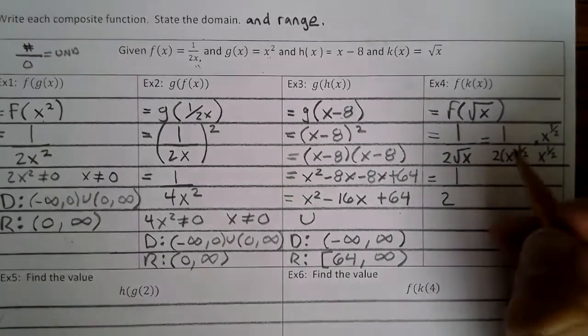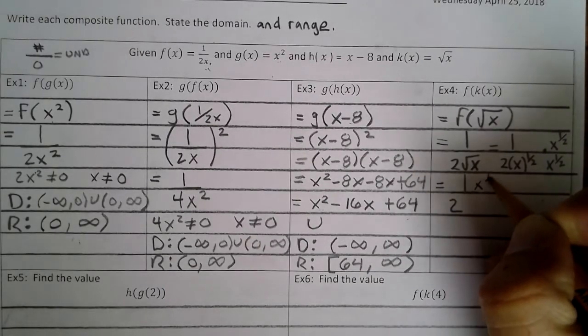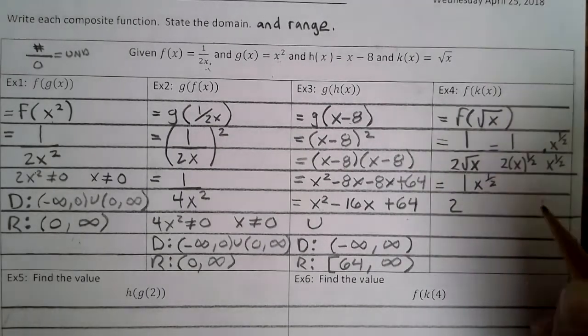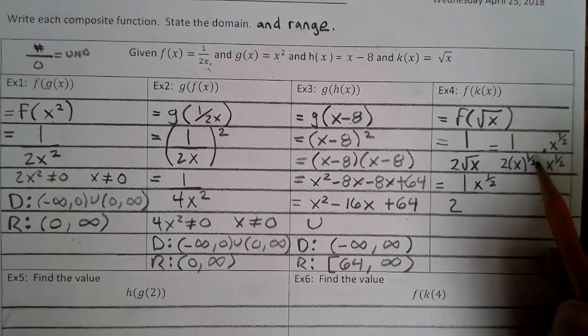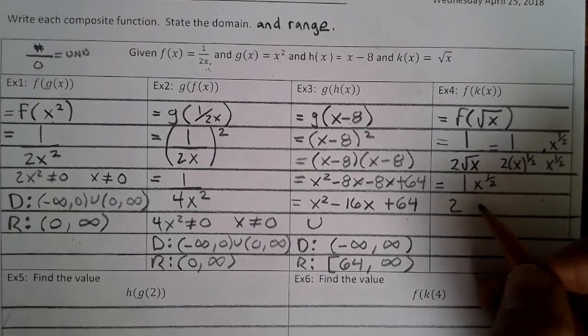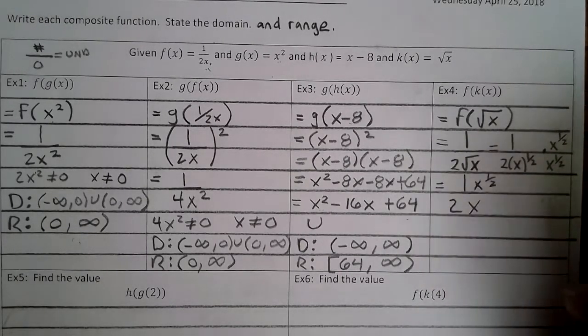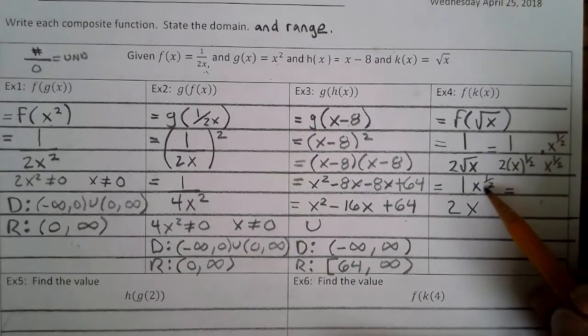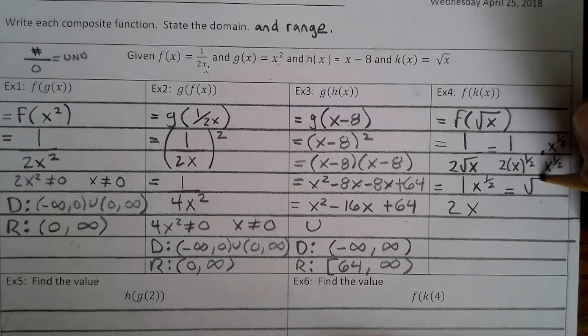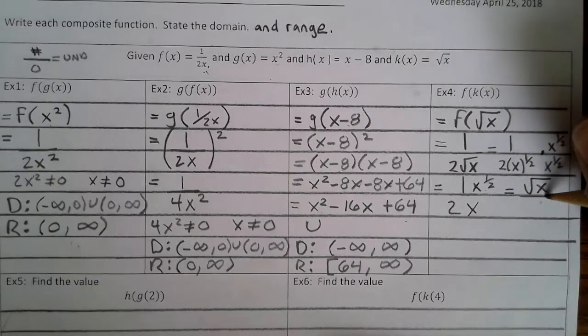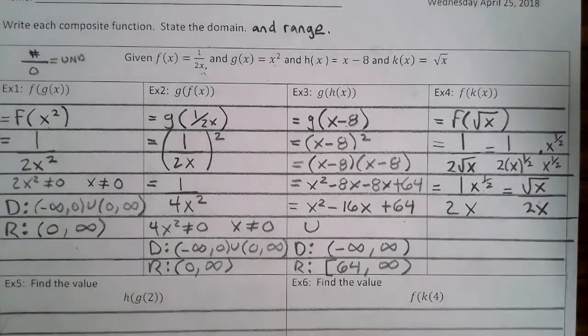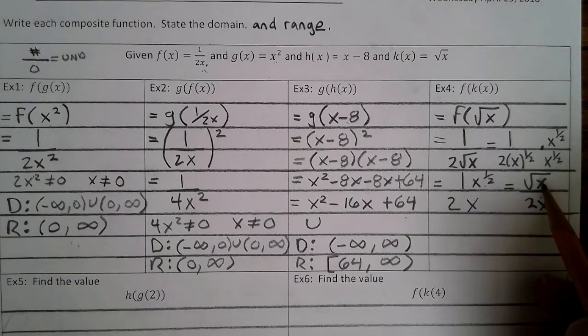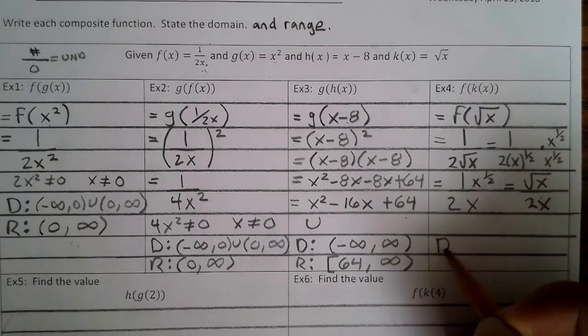So when we do that, we get 1 divided by 2. Well, first of all, 1 times x to the 1/2 is x to the 1/2. And then when you multiply these, you add. So 1/2 plus 1/2 is 1, so that's 2x. So we're going to rewrite that as the square root of x divided by 2x. Now, that doesn't look like a function we've seen before, so let's go ahead and graph that to see what the domain and range look like.